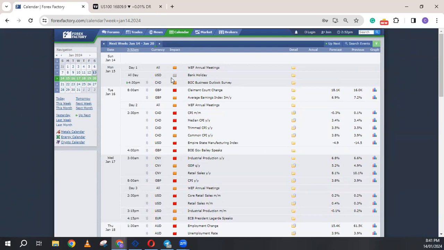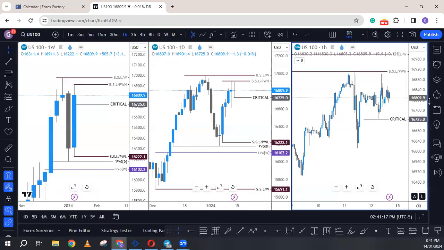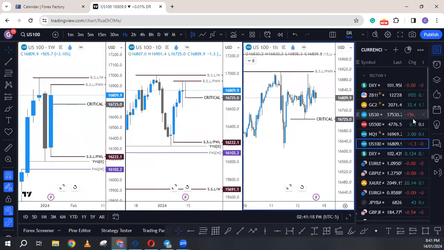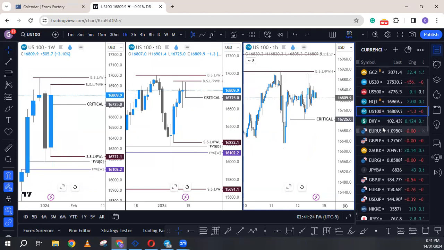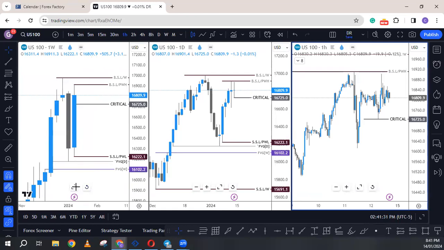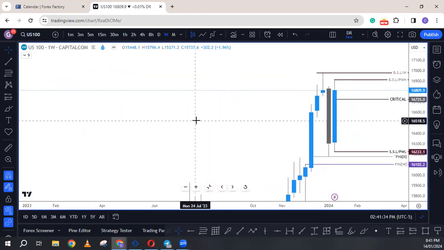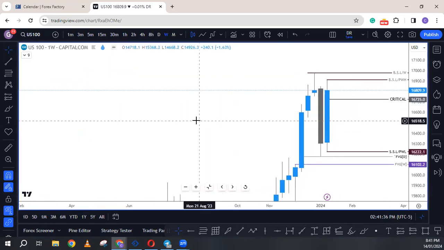Monday might be a little bit quiet because of the US bank holiday. That's the New York session. So with that out of the way, as always, we're going to start off with US 100, dollar index, Euro USD, GBP USD, gold, Euro GBP, pound yen, and Euro yen. We're going to start off with US 100. That's NASDAQ, the first variation of NASDAQ 100.